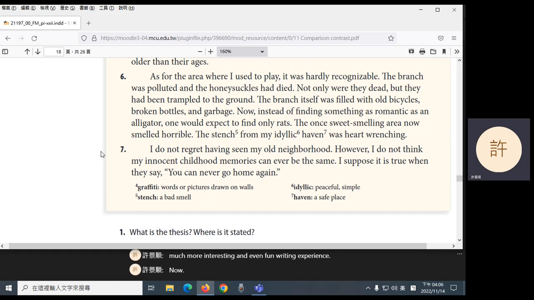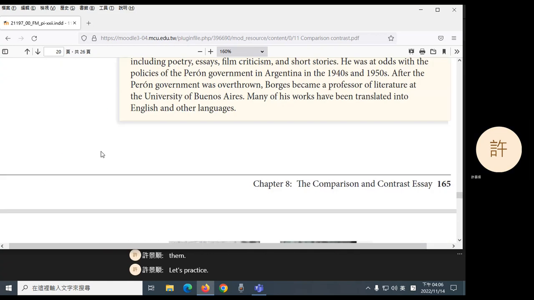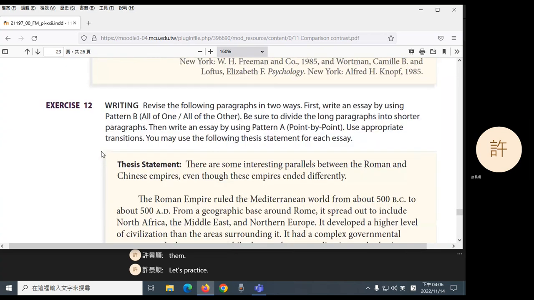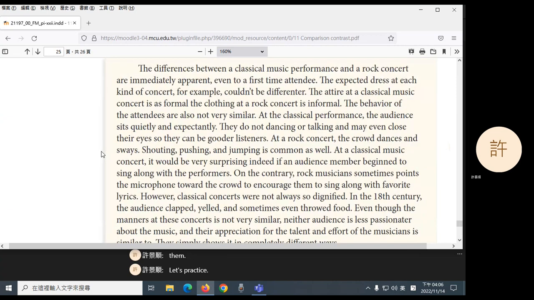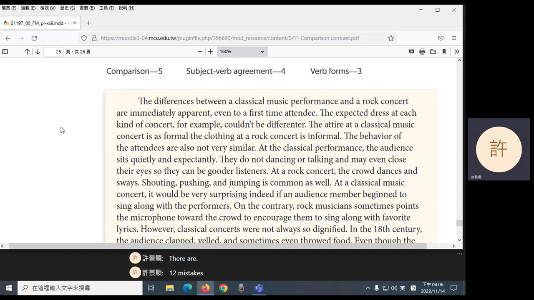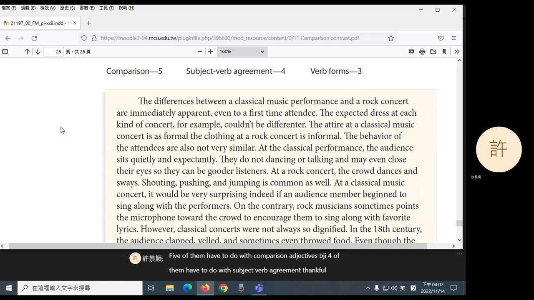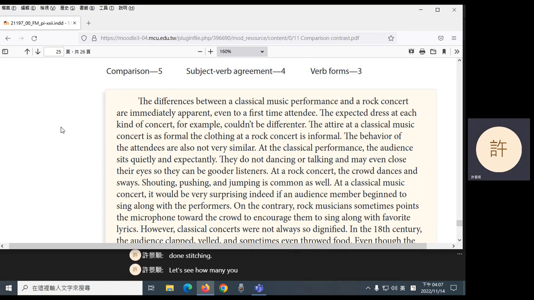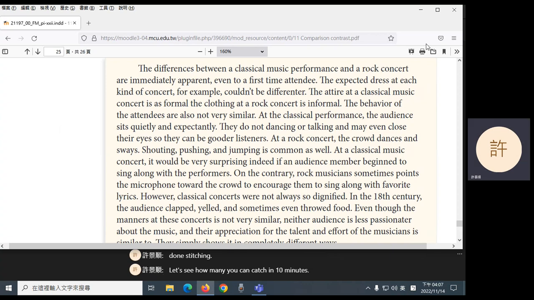Now, you know that it is very important to be able to catch your own mistakes, right? Because if you can't catch your own mistakes, you can't fix them. Let's practice. Okay, let's do this one. There are 12 mistakes in this paragraph. Five of them have to do with comparison adjectives, 比较级. Four of them have to do with subject-verb agreement, 单复数同形. Three of them have to do with verb forms, 动词形式. Let's see how many you can catch in 10 minutes. And then we'll compare answers.